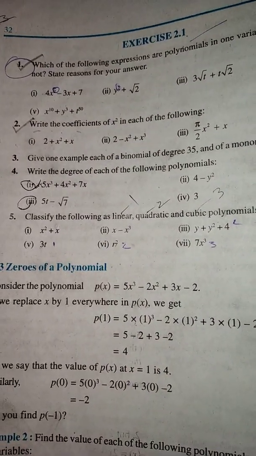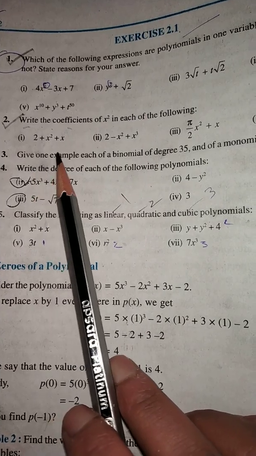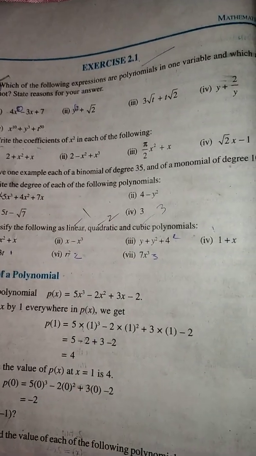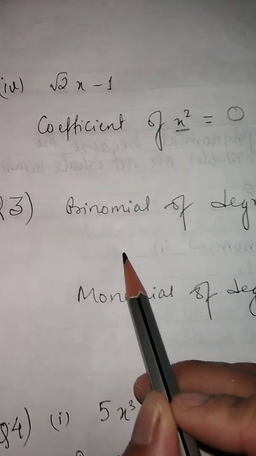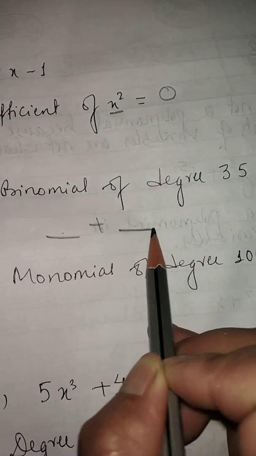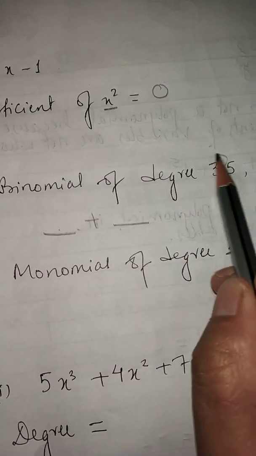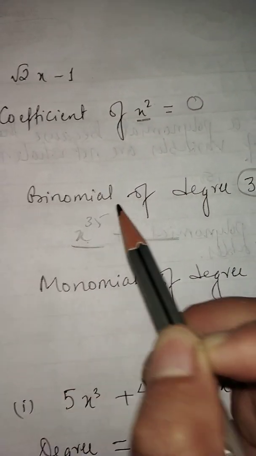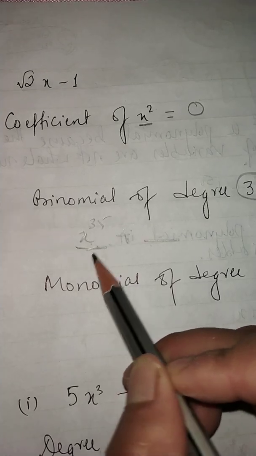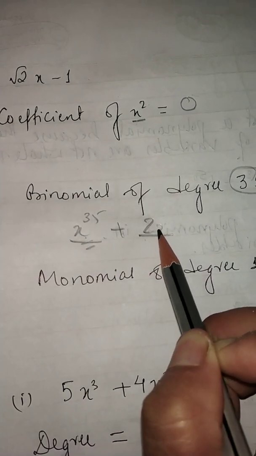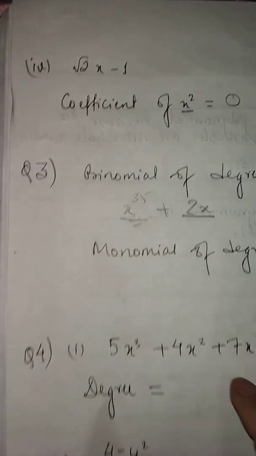Now let's do question number 3. Give one example each of a binomial of degree 35. We know what a binomial is, right? A binomial means an algebraic expression having how many terms? 2 terms. There will be 2 terms. And what is the degree here? 35. So if you are writing x to the power 35, this is one term. And the next term you can write anything. You can write 2x. You can write anything.